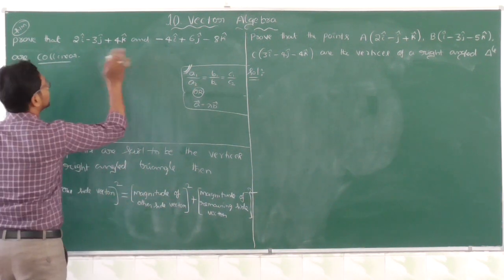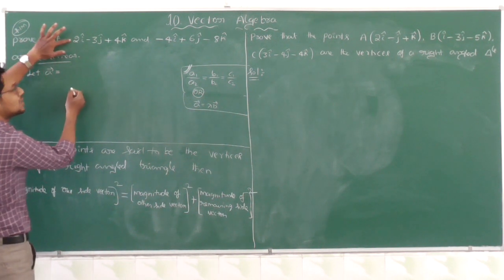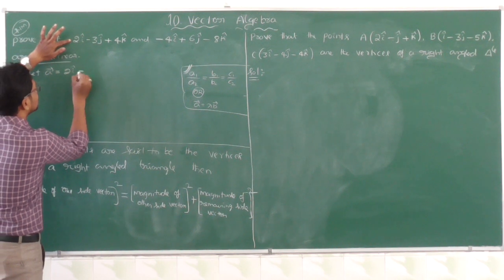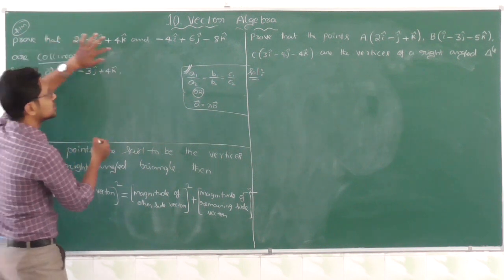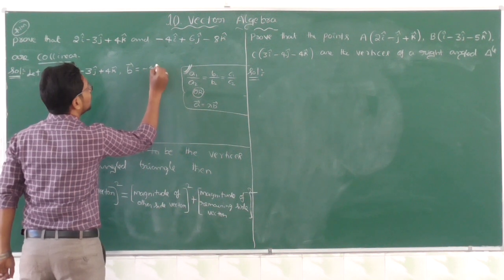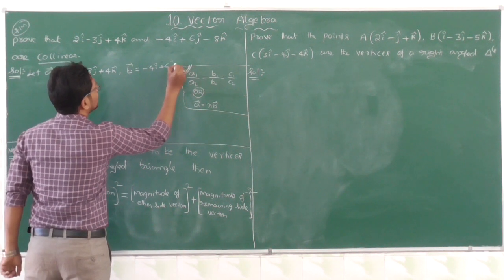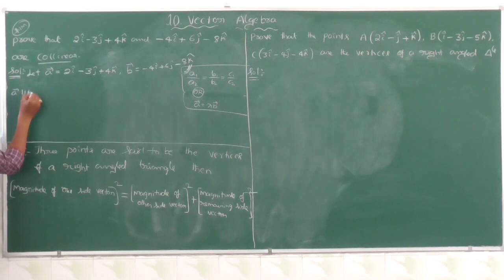Here we have two vectors. Let us define the two vectors as a vector and b vector. I will take a vector as 2i cap minus 3j plus 4k. Next, b vector is minus 4i plus 6j minus 8k. Here we have two vectors; a vector is parallel to b vector, or the two vectors are collinear vectors.